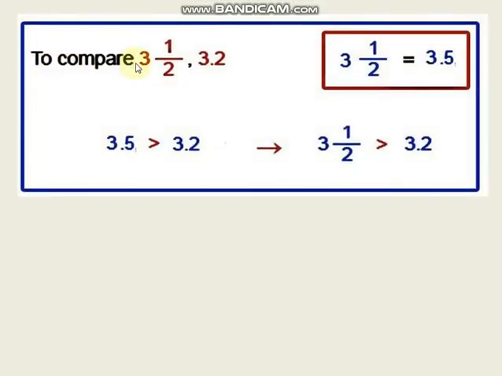To compare 3 and a half or 3.2, we want to convert this mixed number into a decimal number. We know that a half equals 0.5, so 3 and a half equals 3.5. Which is greater, 3.5 or 3.2? We have 3 in the whole numbers here and 3 here. But here 5, and here 2. 5 is greater than 2, so 3.5 is greater than 3.2.